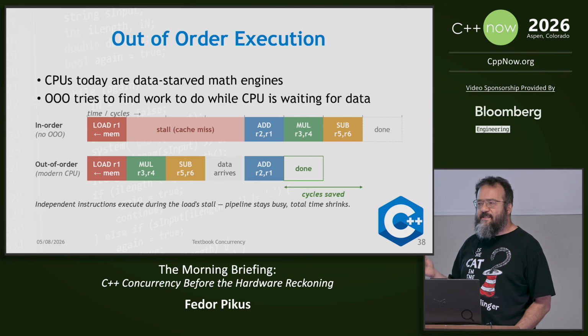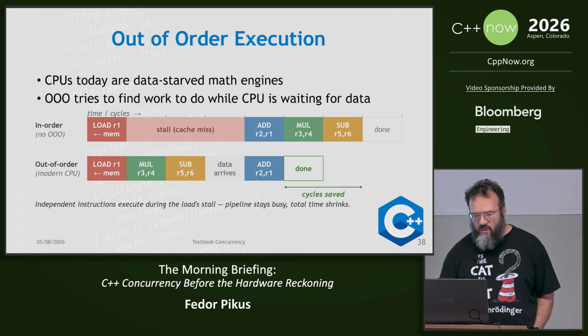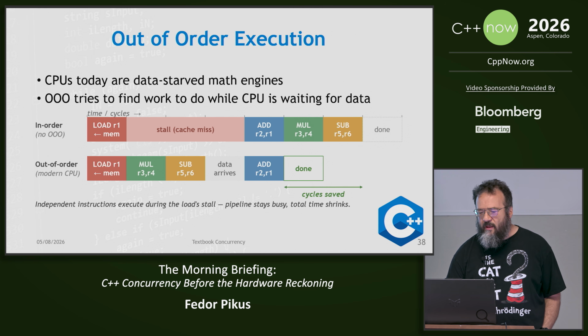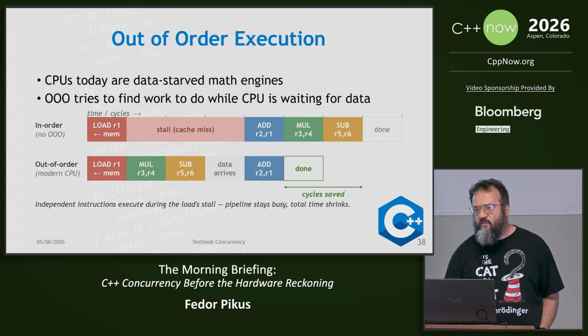Out-of-order execution is basically a way for the CPU to find work while it's waiting for data. So here is your program order. You load something, and you have to wait for it to make its way from the memory. And then you have some stuff going on here. You want to increment this thing that you loaded, but you also have some operations on registers that are later in program order.